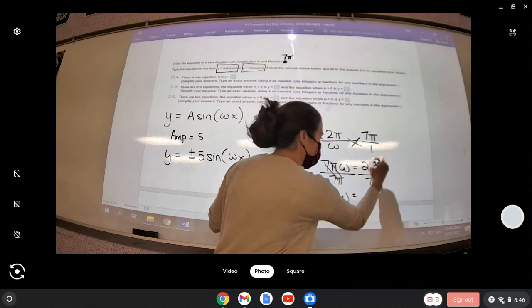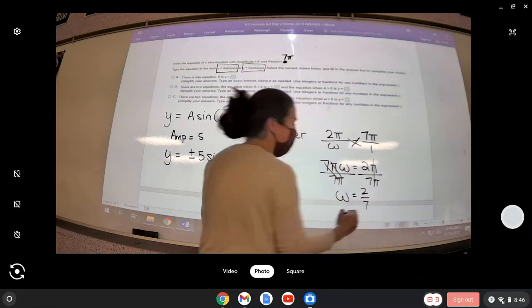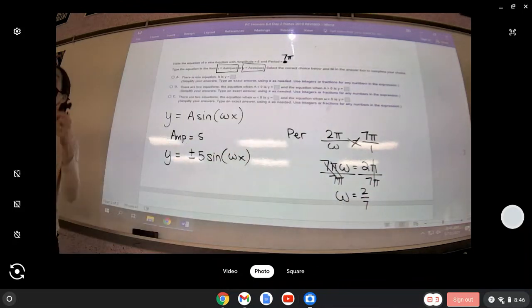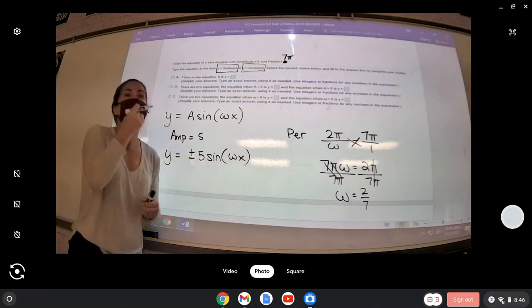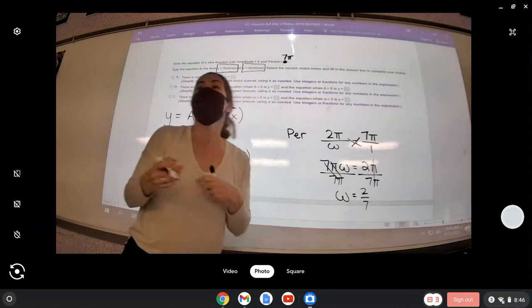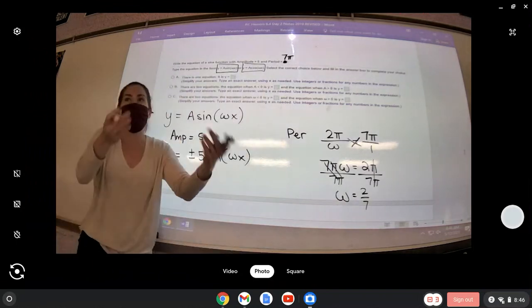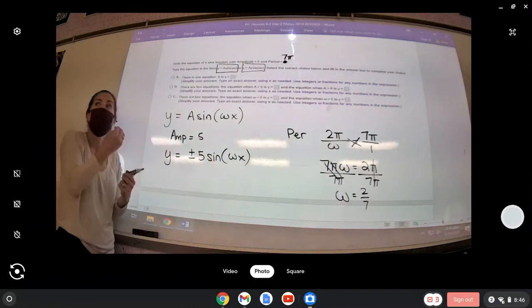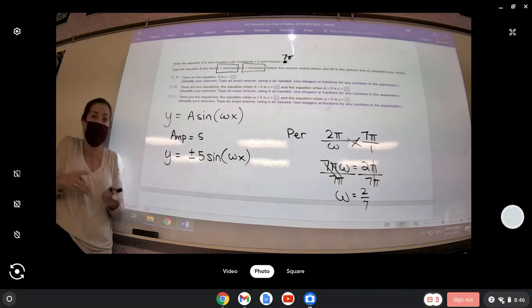And now omega must have been 2/7. I must have multiplied the x's by 2/7 to create a period that was 7 pi units. Now guys, our pi's canceled, but it doesn't have to. Not every single time is pi going to cancel. Sometimes your omega will have a pi in it, and that's perfectly fine.